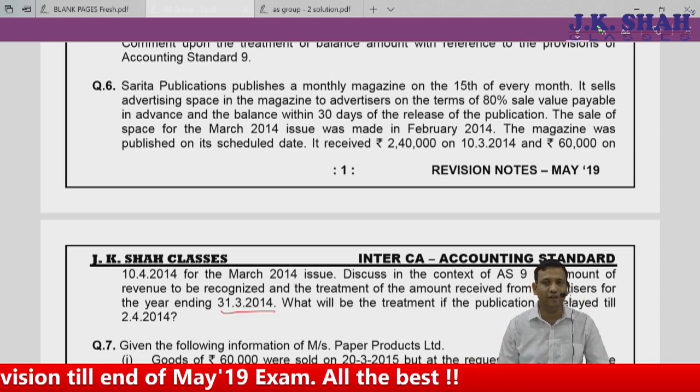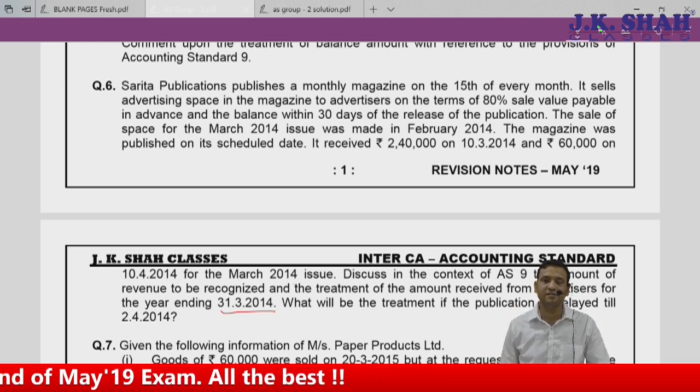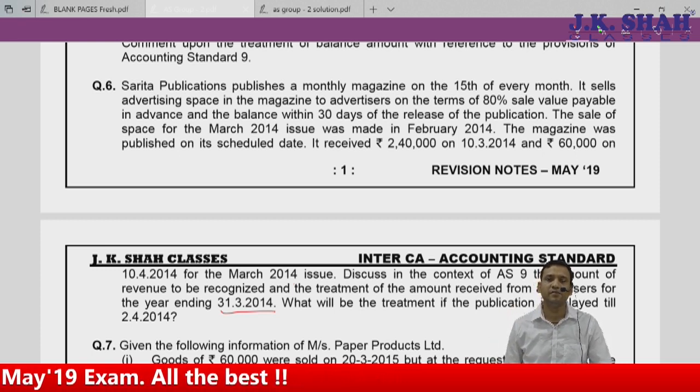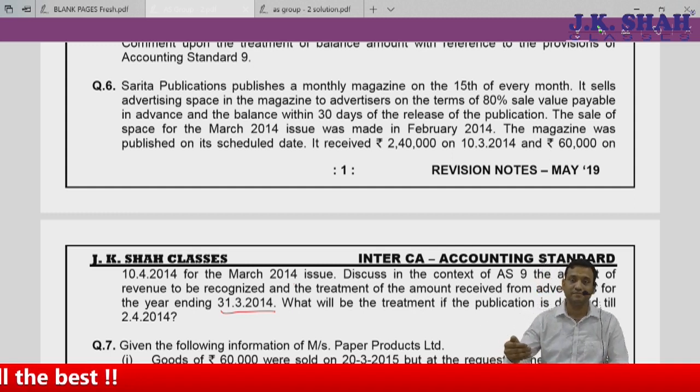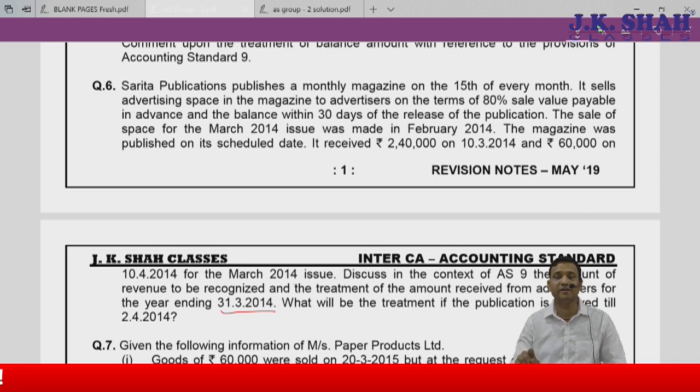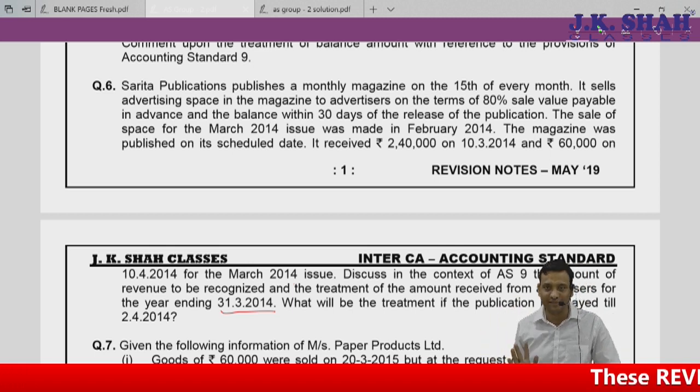You may give me money today, saying, okay sir, my advertisement should appear on this 26th. Agreed, on 26th March. Today I am on 20th of February, and I have got booking for 26th March. So even though I would have received the full value, I will recognize the revenue only when the publication is published and your advertisement has appeared.